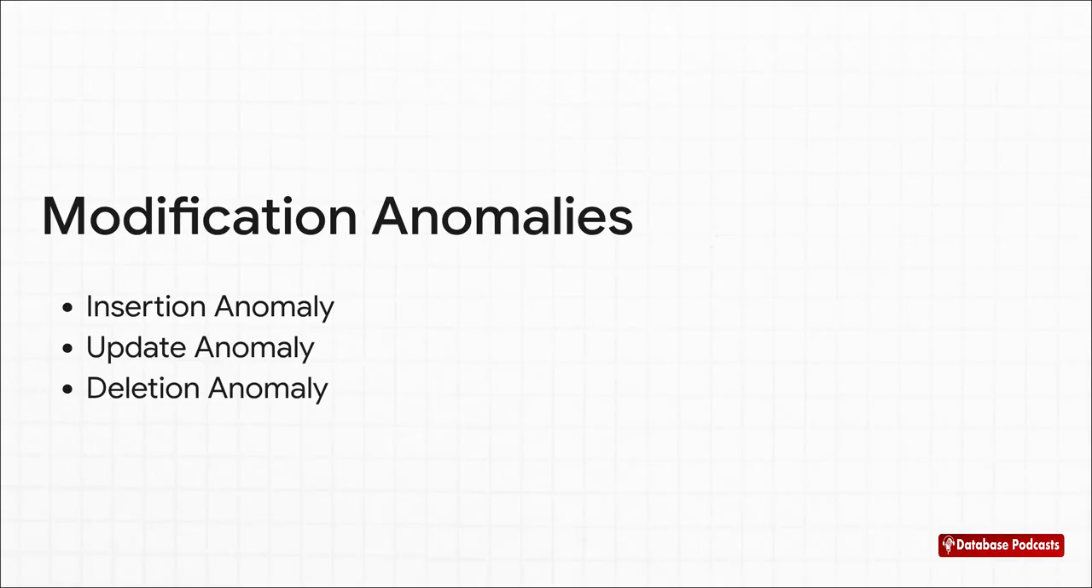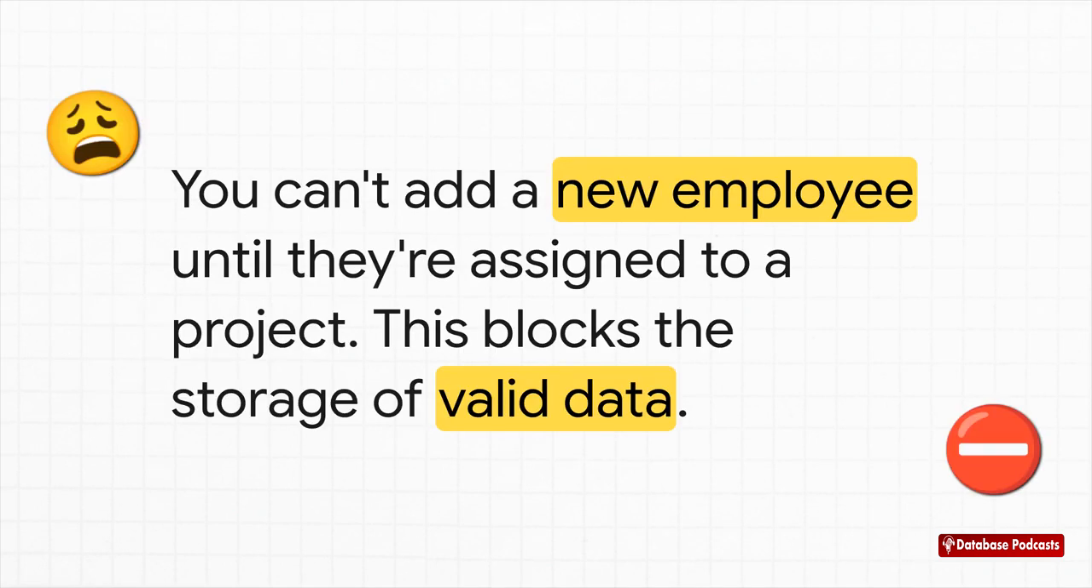Okay, so these problems, they come in three flavors. You've got insertion, update, and deletion anomalies. Let's break down exactly what each of these means using our little sample table here. First up, the insertion anomaly. So let's say you just hired an awesome new developer. You've got her name, you know her hourly rate, but she hasn't been assigned to a project just yet. How do you add her to the system with this table design? Well, you can't, because project ID is part of the key, it cannot be null. Your table structure is literally preventing you from storing perfectly valid company information.